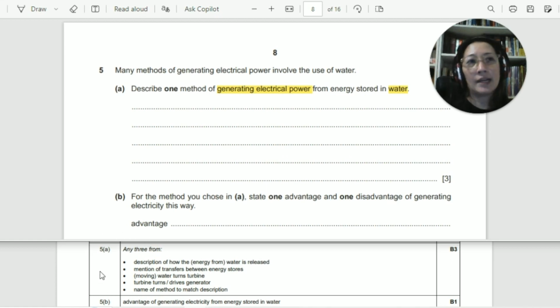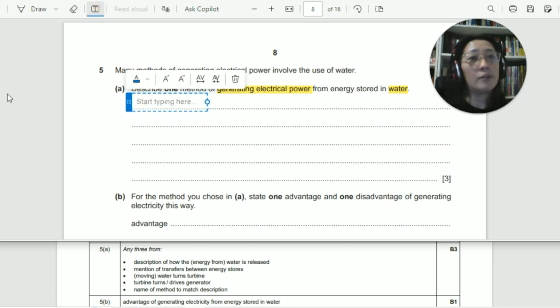This is quite a lenient question. As long as you write any 3, you can get the full 3 marks. So you don't have to write all 5. As long as you mention the 3 important key points, you will be able to get full marks. So here's an example of the answer that you can write.